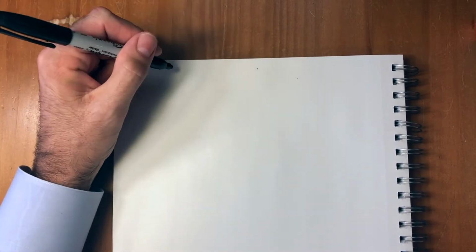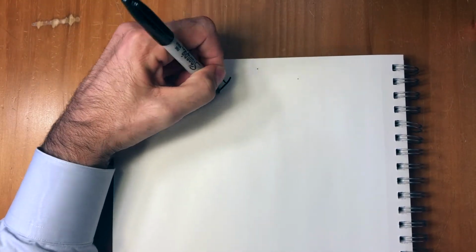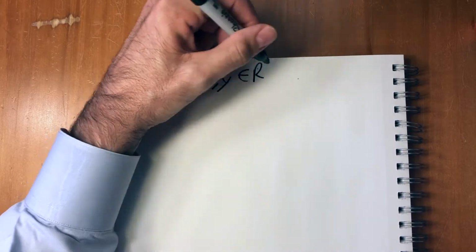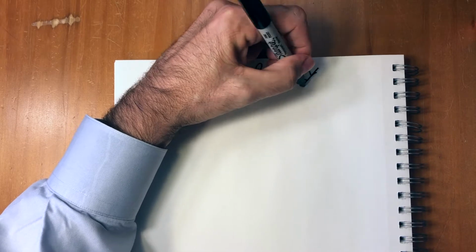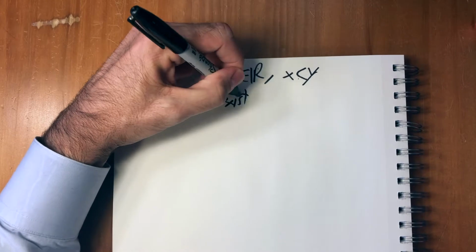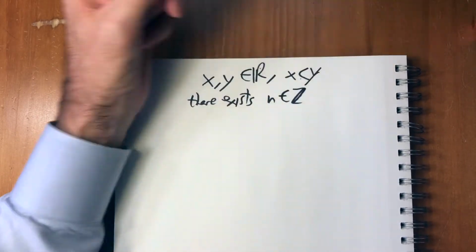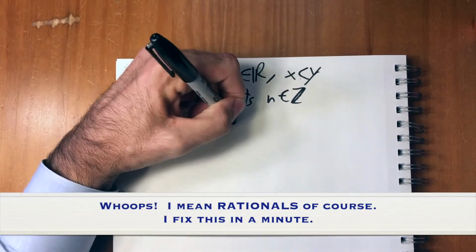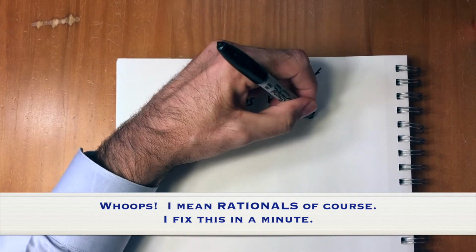We are in the process of proving that rational numbers are dense in the reals, meaning that for any two real numbers x and y, where x is less than y, there exists an n element of integers such that x is less than n is less than y.